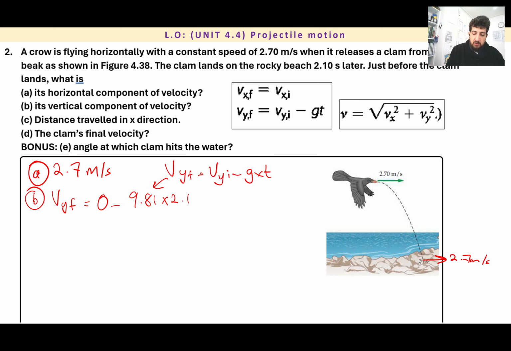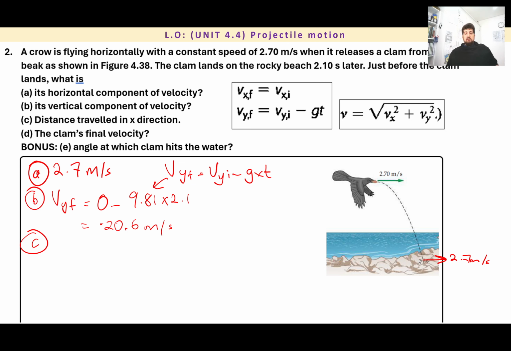Okay, and so that's what we have over here, which is approximately 20 meters per second, which is significant enough to break the clam. It'll produce a force that's big enough to break the clam. Why? Because the kinetic energy is half mv squared. So the higher the velocity, the more kinetic energy it will have. So 20 meters per second squared is 400 meters per second multiplied by the mass, whatever the mass of the clam is. It's going to give you a big amount of energy, enough to break the clam. Anyway, that is the speed in the vertical axis.